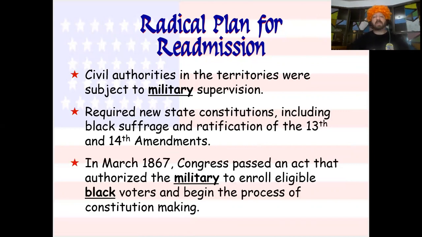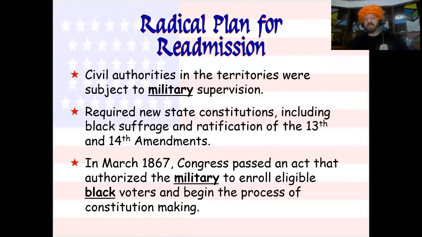Okay. Now, a couple of other things: they required new state constitutions, that would include things like black suffrage and ratification of the 13th and 14th Amendments. And just so you know, the way they determined which of these were territories and not states anymore didn't necessarily have to do, ironically enough, with exactly who seceded. It really had more to do with which areas or states, or whatever you want to call them, were not going to ratify the 14th Amendment, which we'll get to. Okay, but for them to become states, they had to agree to the 13th and 14th Amendments.